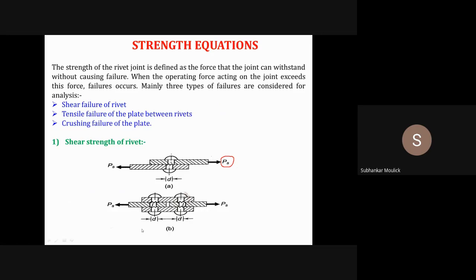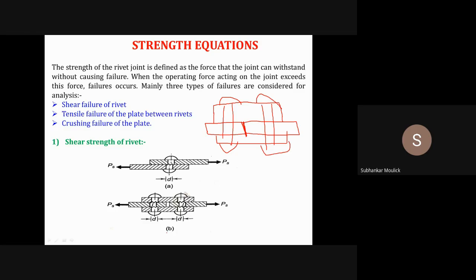If you see this second diagram carefully, it is nothing but a rivet joint, that too a butt rivet joint, because we have joined the two plates like this. In order to keep the strength, we have used one cover plate here, and one cover plate here, and this cover plate has been joined with the main plate by the help of rivet.